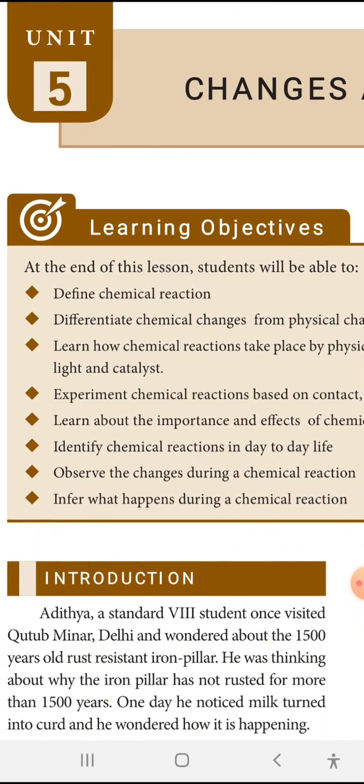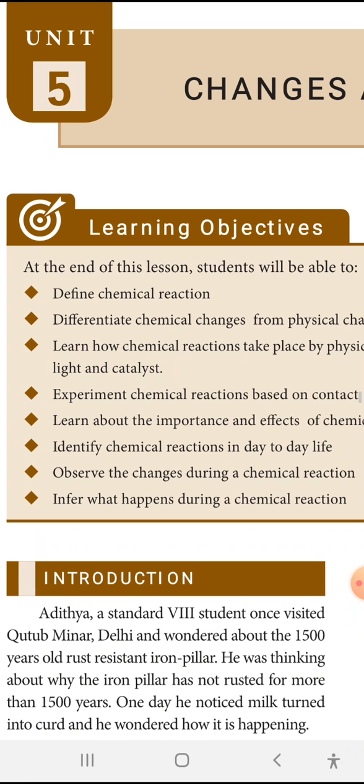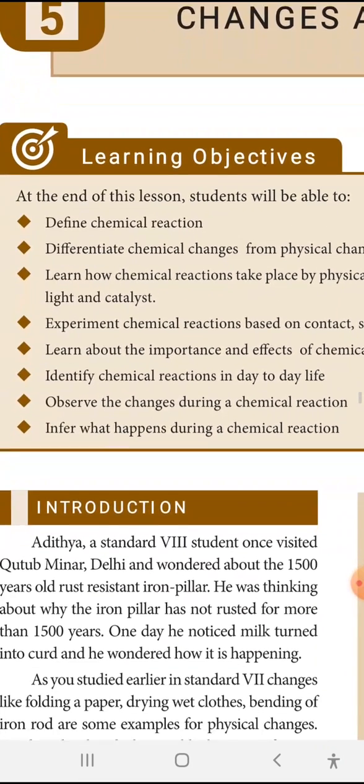Learning objectives: define chemical reaction. What is a chemical reaction? If you fold a paper, it is a physical change. If you burn a paper, it turns into a very new substance, so it is called a chemical reaction. Differentiate chemical changes from physical changes.